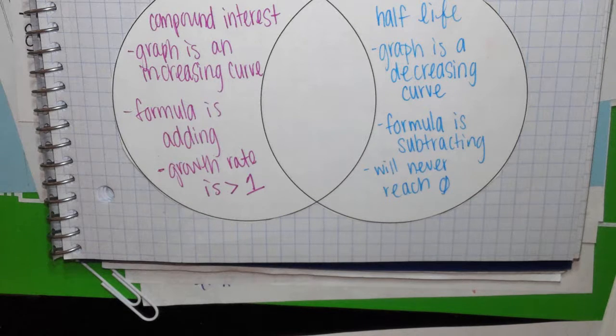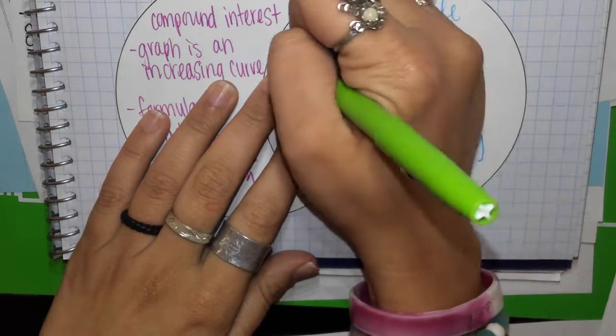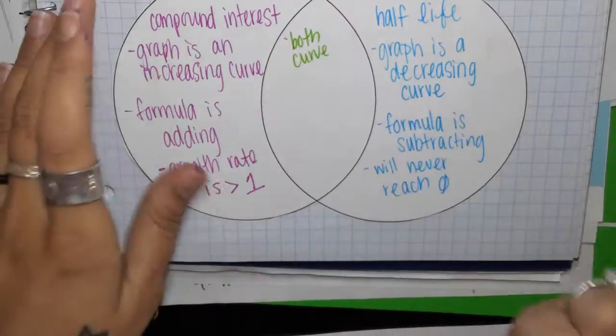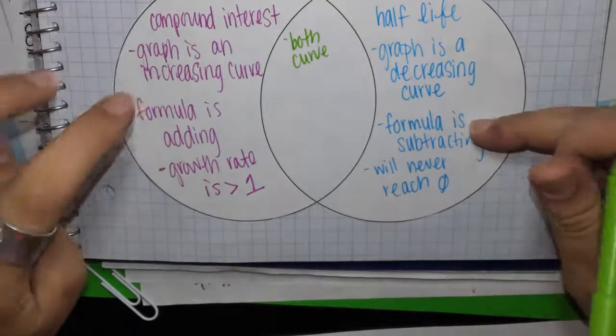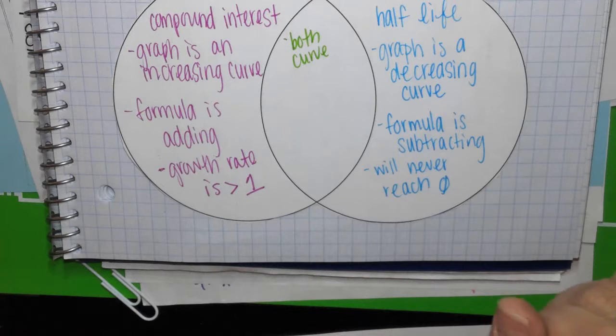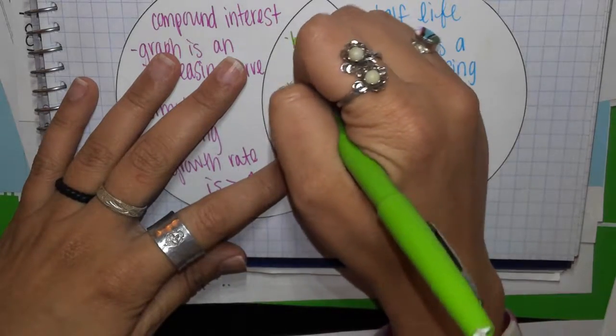Now, what do they have in common? Formulas. They both curve, okay? The formulas, we talked about the formulas here, so let's not add that to the middle, because one's adding, one's subtracting. Are the rates or the percentages ever negative? No, so rates are never negative.